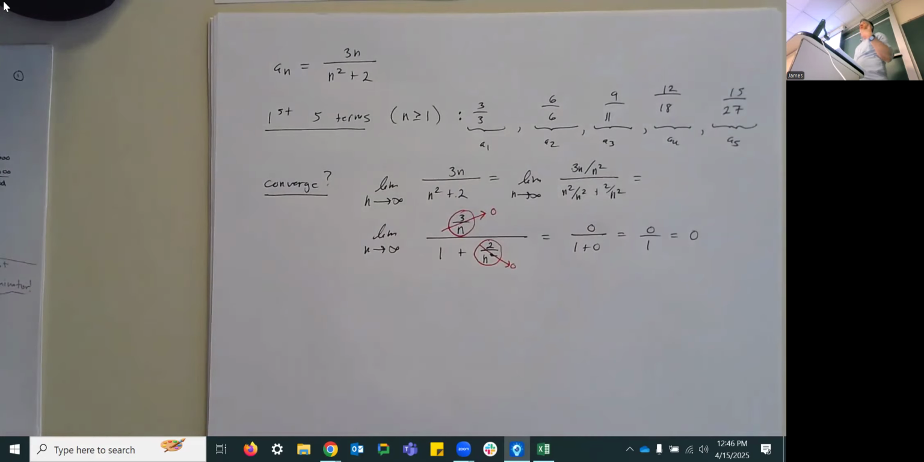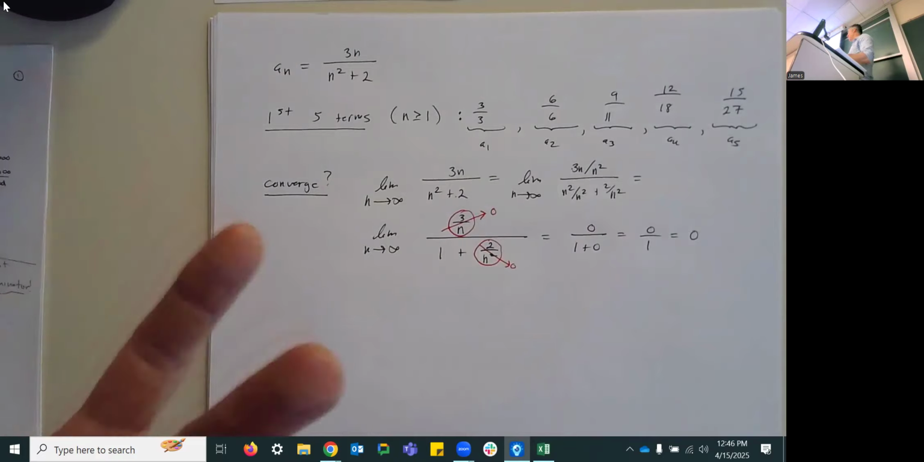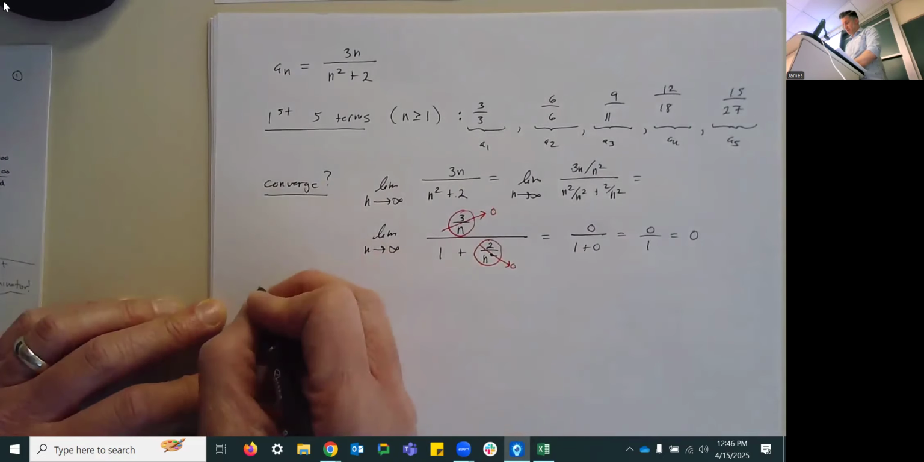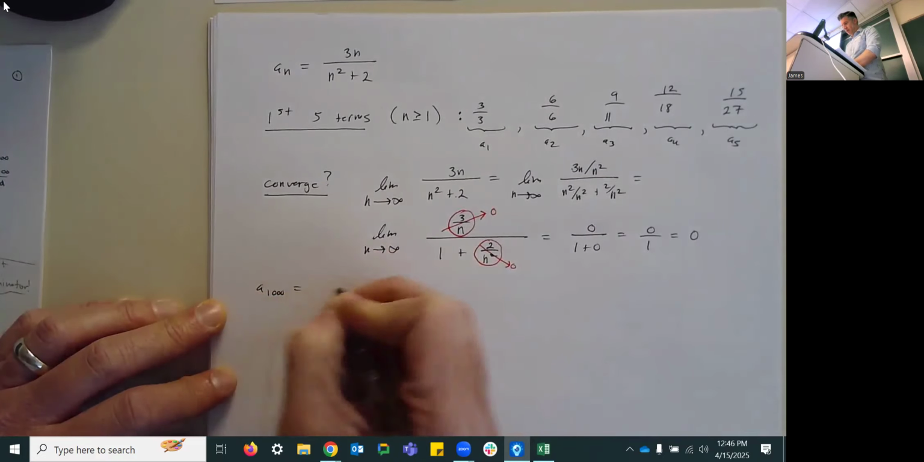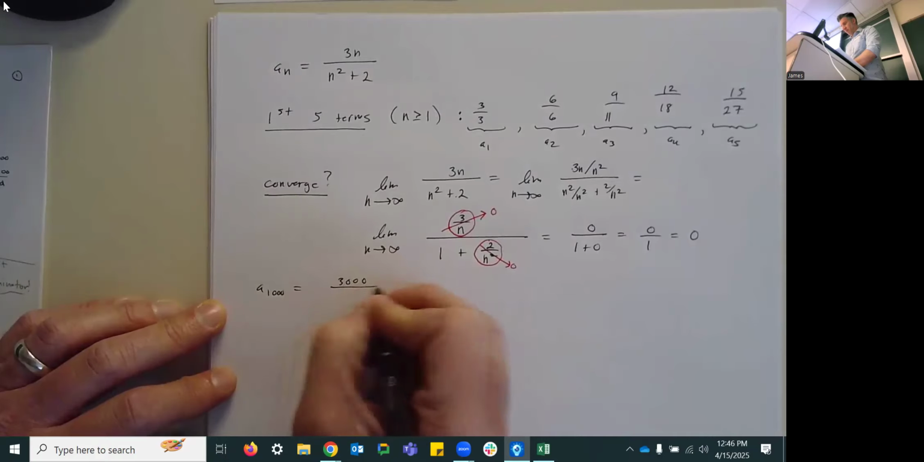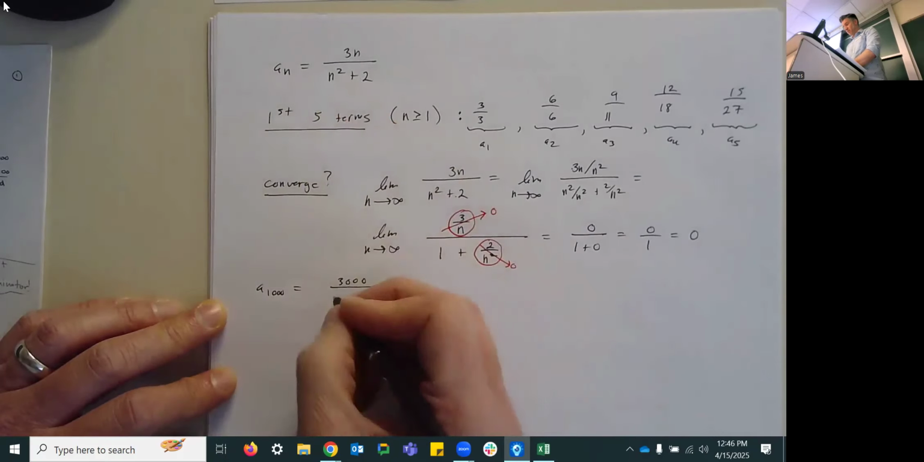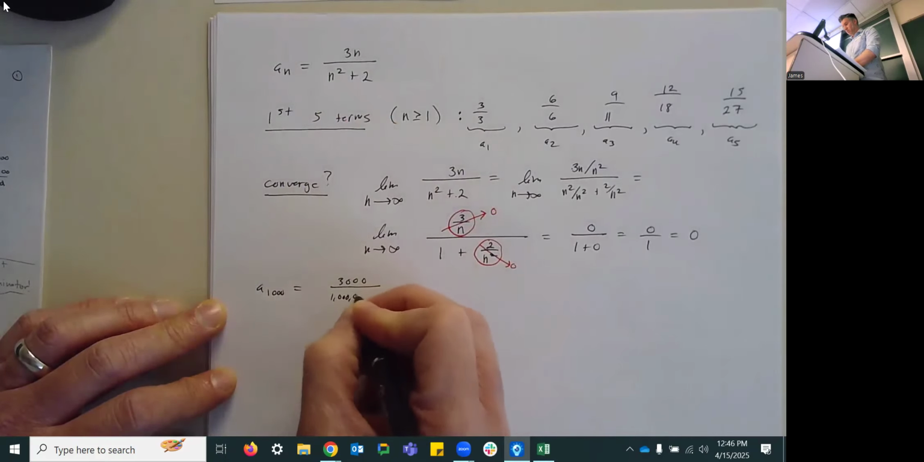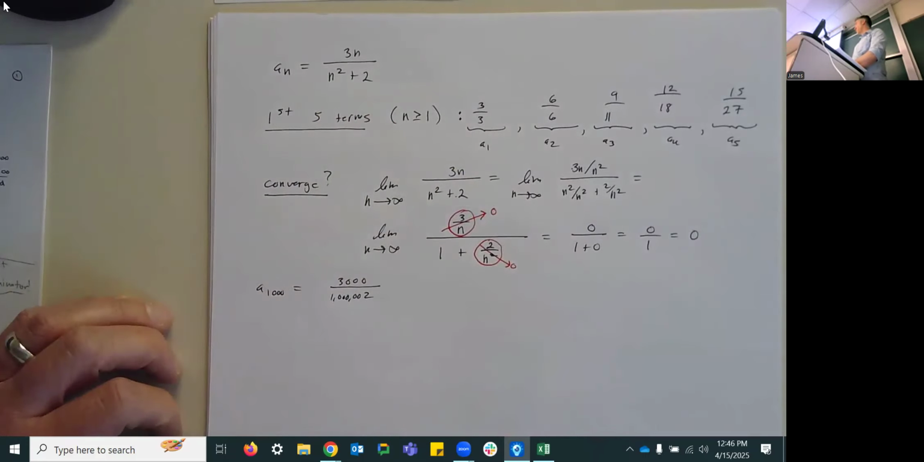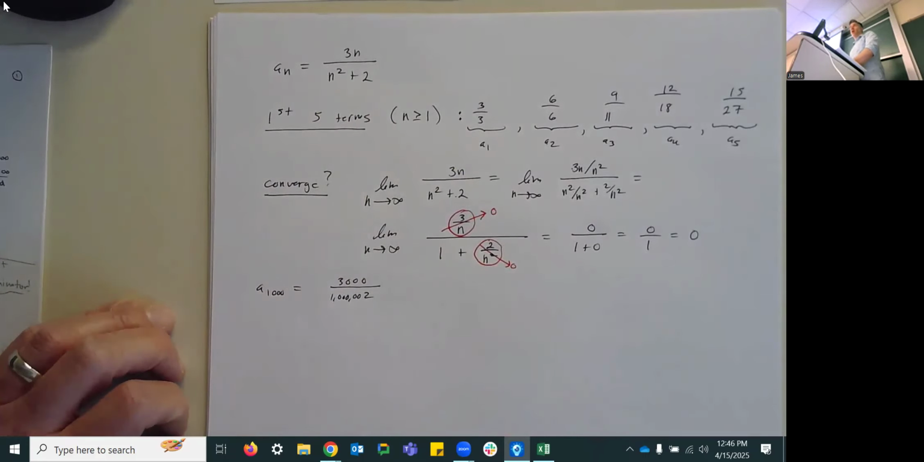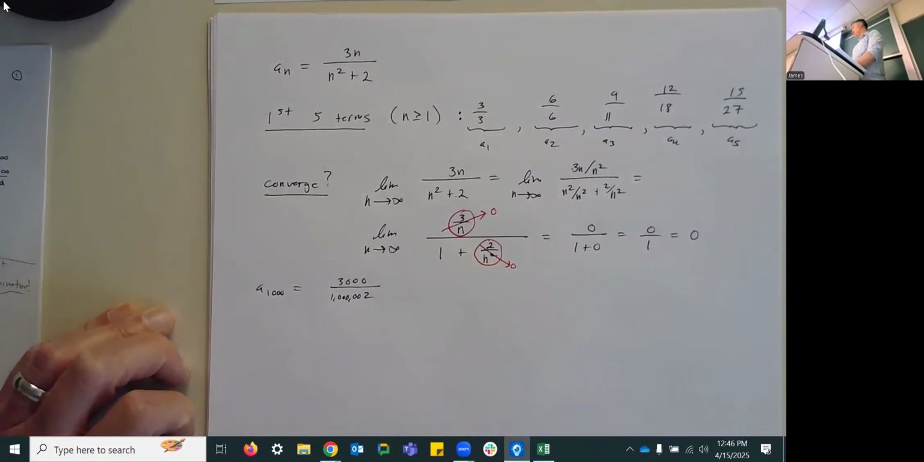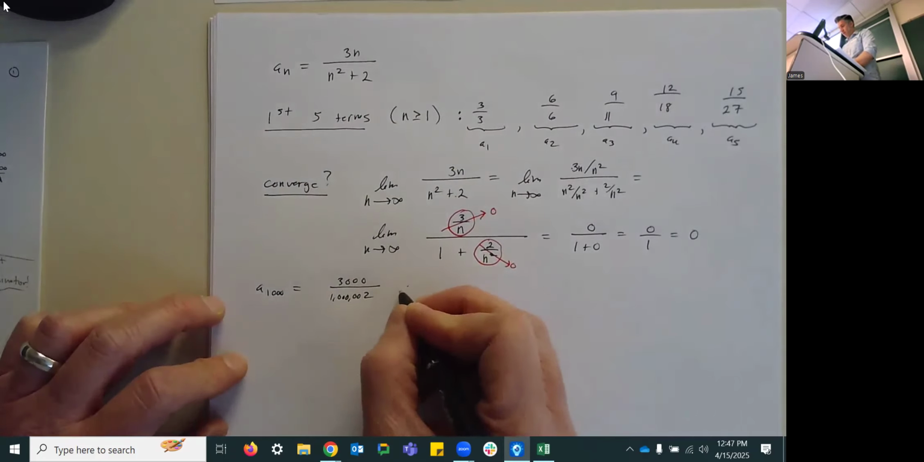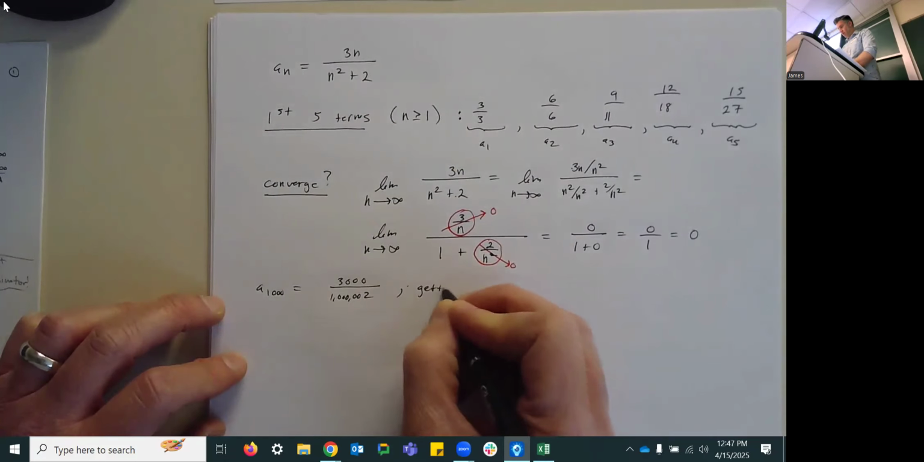Another way to think about this is pick a big number. I usually like to go like 1,000. If you pick n equal to 1,000, your a sub 1,000 is 3,000 divided by 1,000 squared is 1,000,000. So 1,000,002. Yeah, the denominator is quite a bit larger than the numerator. And the bigger you go, the bigger the difference is going to be. So this is certainly tending towards 0. This is getting smaller and smaller.